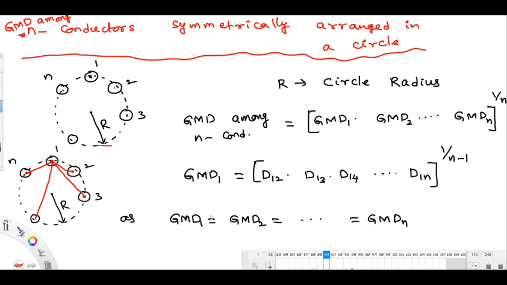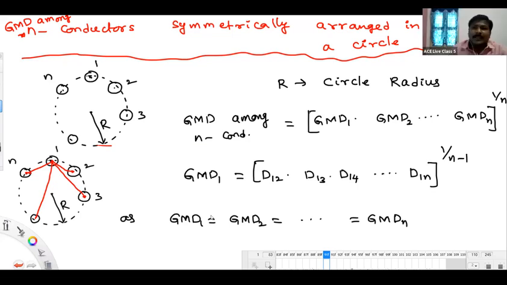Ramakrishna. Yeah, hello, good morning, sir. Good morning. Tell me, Ramakrishna. Sir, what is surge impedance loading means, sir? We will discuss about it, Ramakrishna. Okay, sir. Listen.